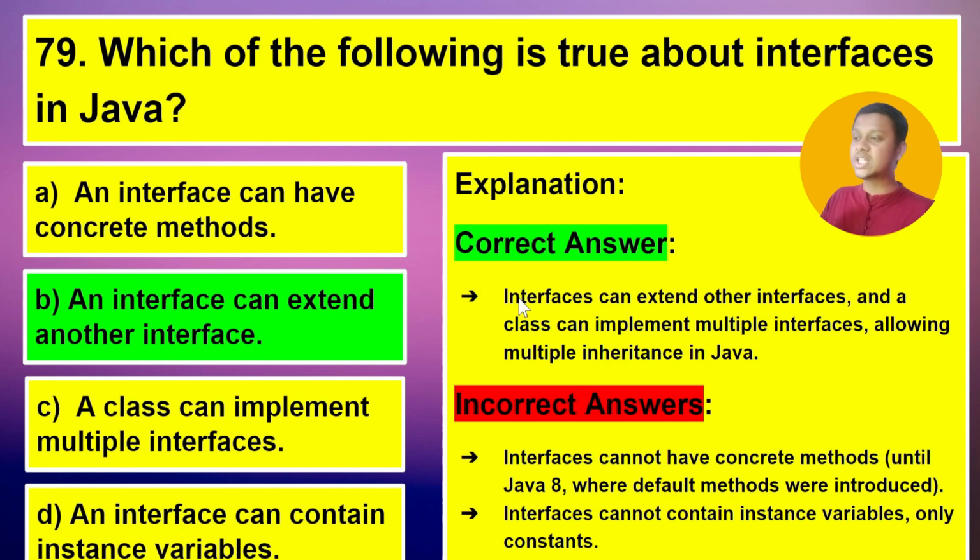In the explanation you can see interfaces can extend other interfaces, and a class can implement multiple interfaces, allowing multiple inheritance in Java. And other options are incorrect because interfaces cannot have concrete methods until Java 8, where default methods were introduced, and interfaces cannot contain instance variables. It can only contain constants.